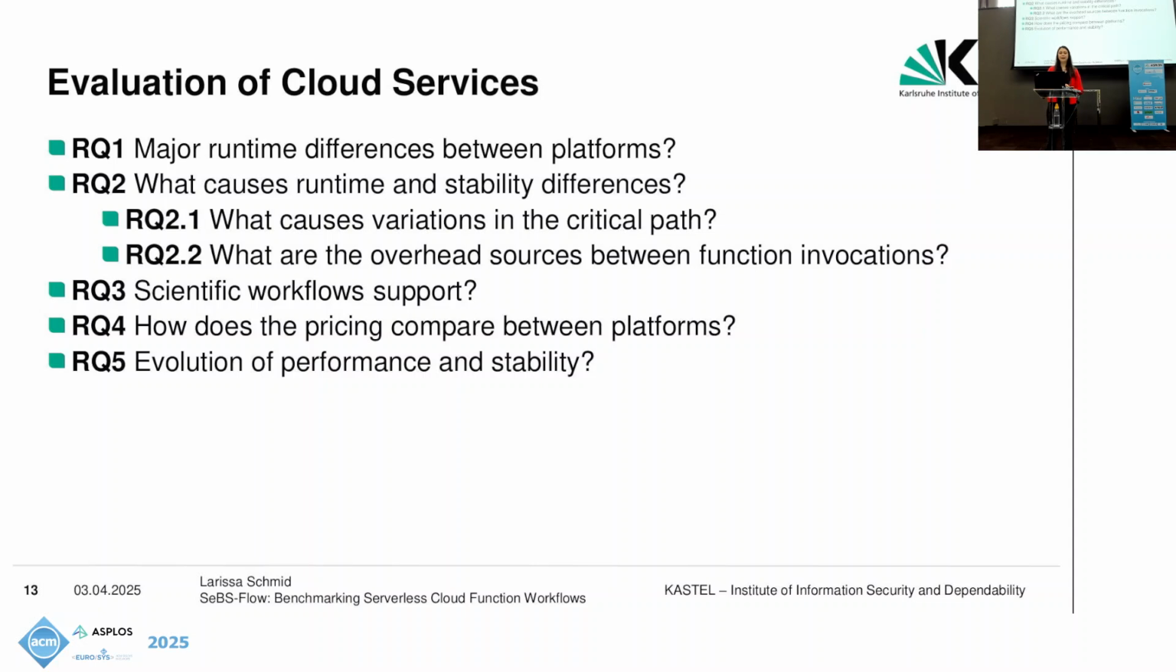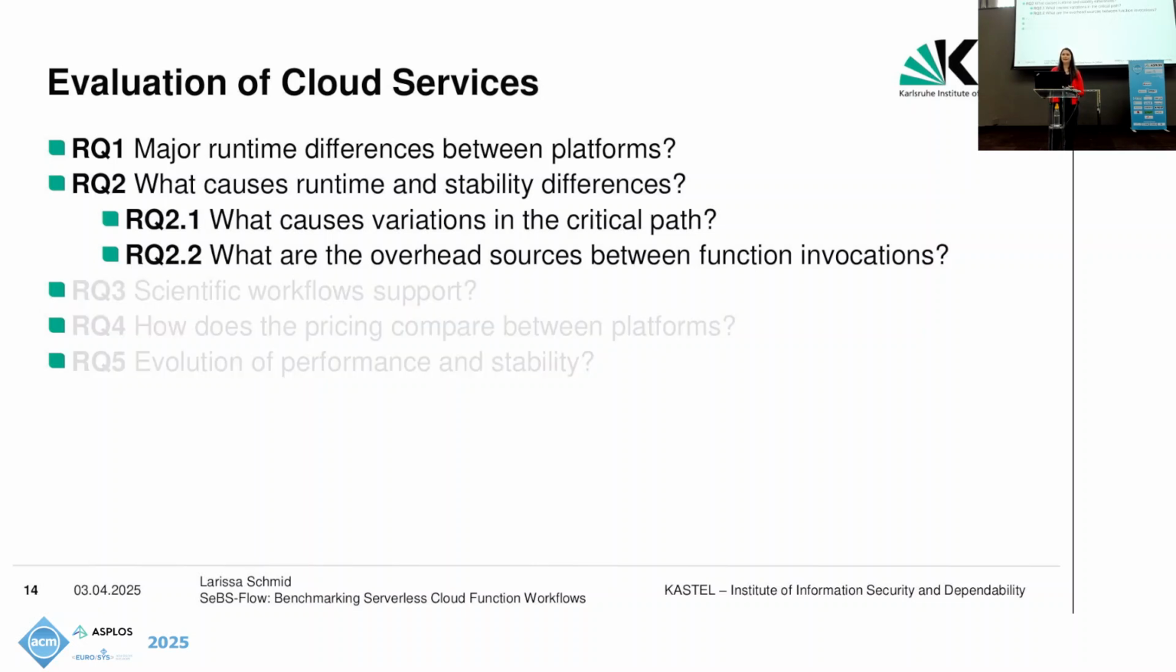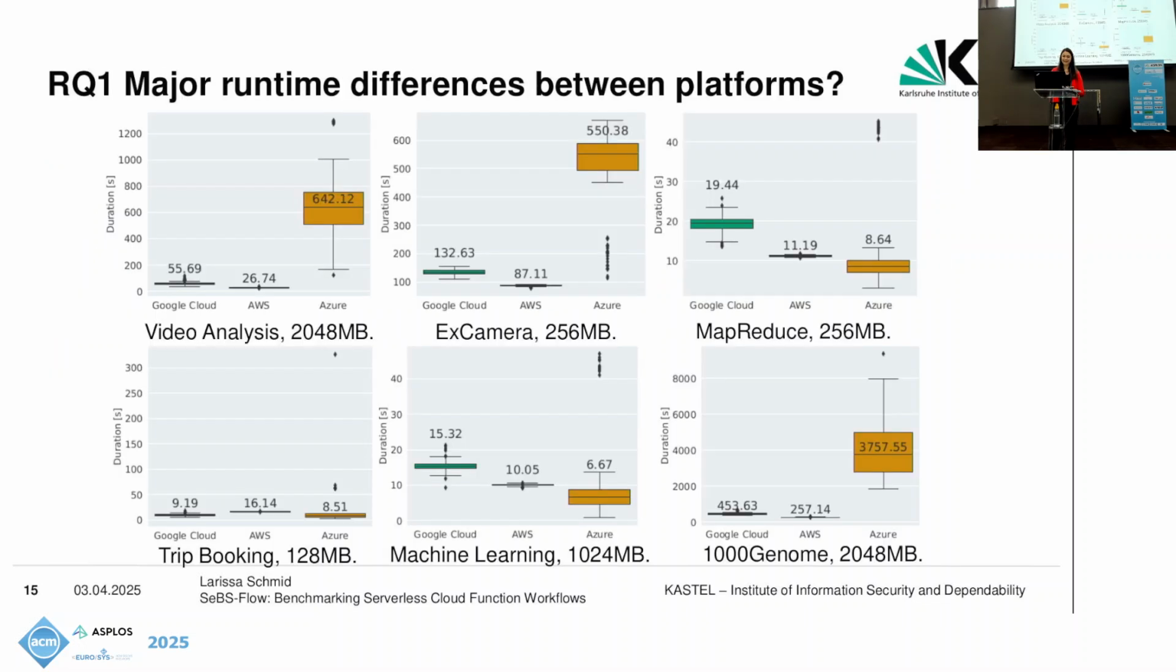We then went ahead and evaluated 5 different research questions related to the performance of the cloud providers, where we looked at the runtime differences, what causes them, how well they support scientific workflows, how the pricing compares, and what the evolution of performance and stability looks like. However, that is, of course, too much to cover for this presentation, so I'll only go into detail in the first 2, and for the rest, you'll have to look at our paper if you're interested.